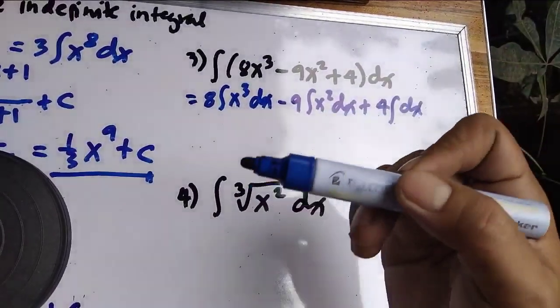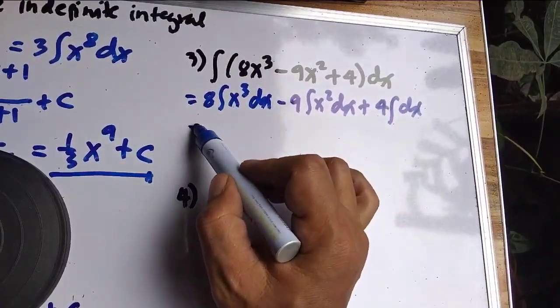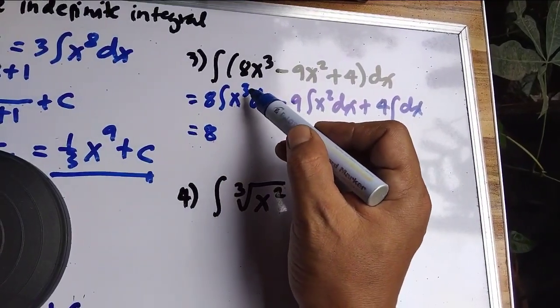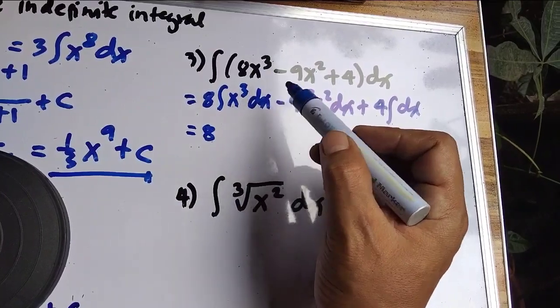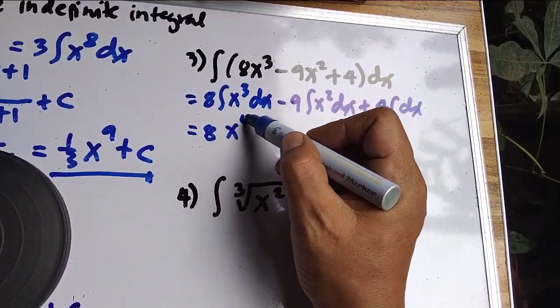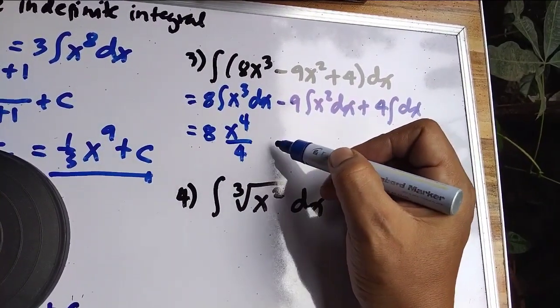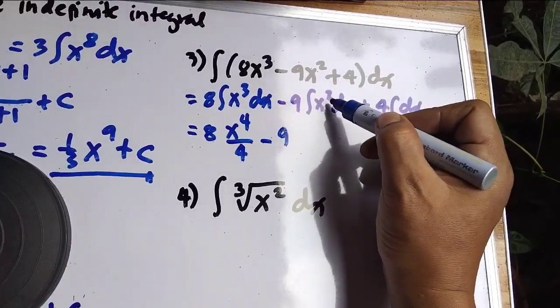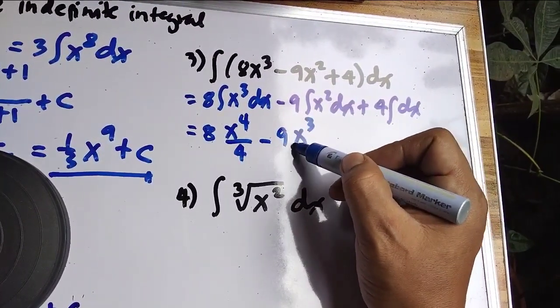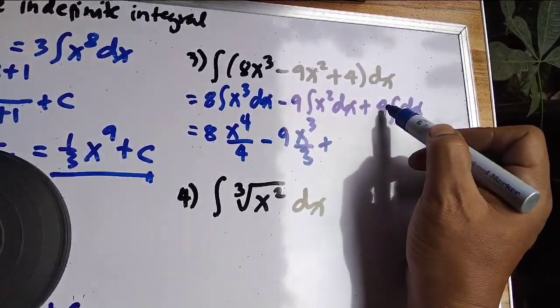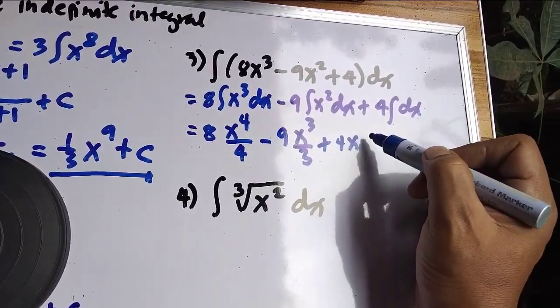If we have mastered the power rule, we could directly answer this as 8, even though it is to the power of 3, you need to add 1. So it becomes 4. So that is x to the 4 over 4, minus 9. Since it is x squared, it becomes x cubed. x cubed over 3, plus 4, which gets an x, plus c.